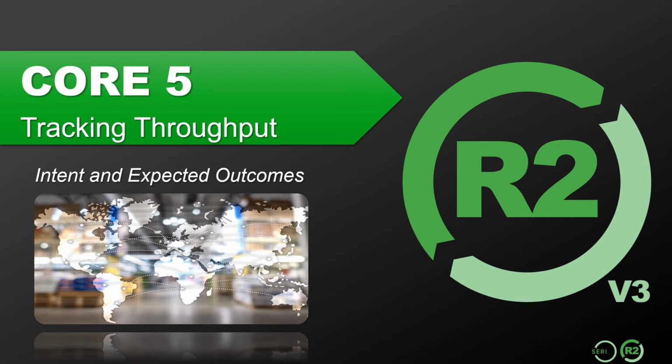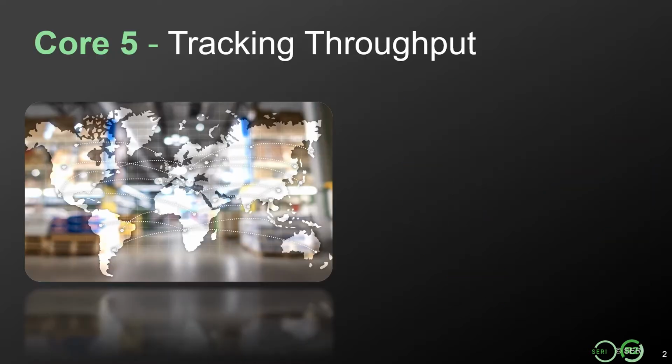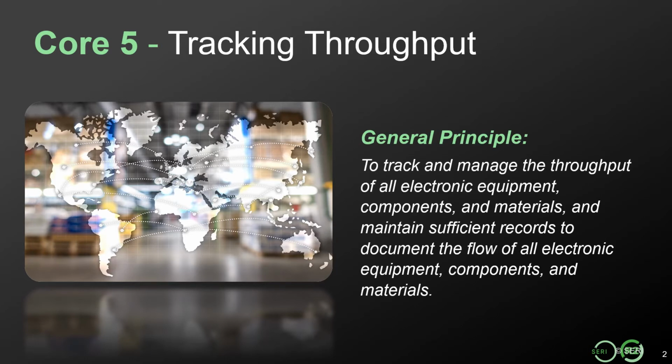Welcome to the training module for Core Requirement 5, Tracking Throughput, Intent and Expected Outcomes. Core Requirement 5 is for identifying, tracking, and managing the flow of all electronic equipment, components, and materials controlled by an R2 facility.